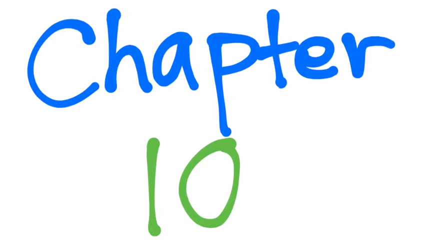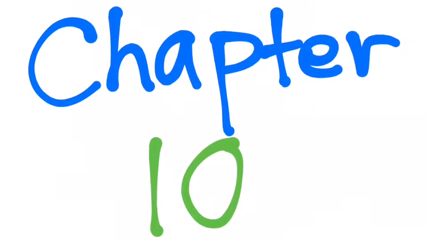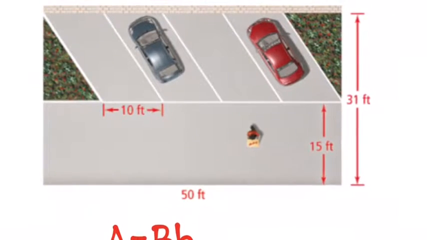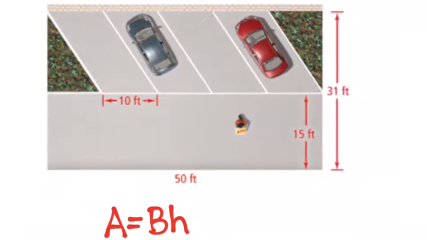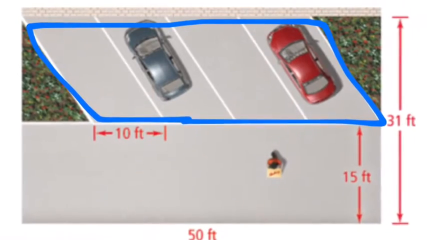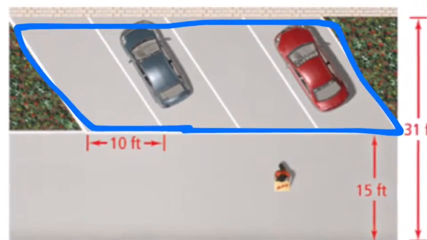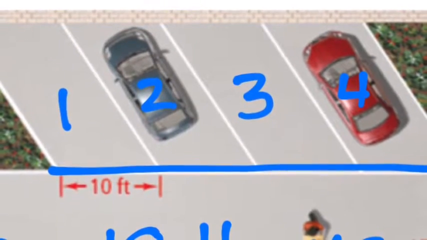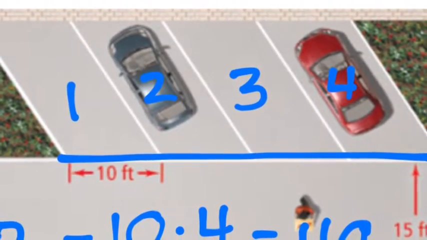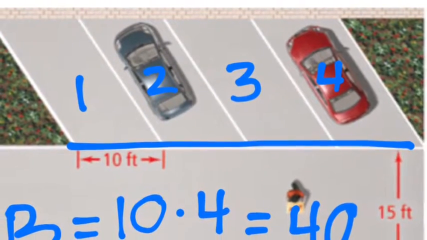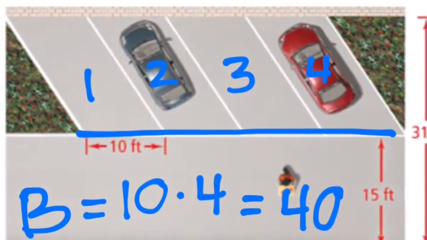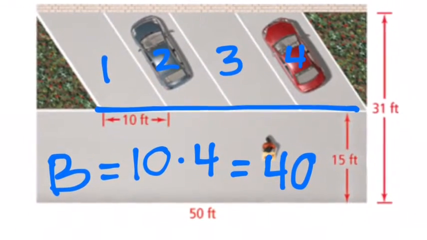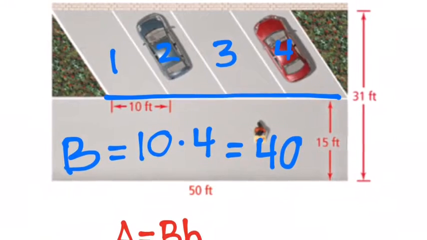The last problem is a word problem from Chapter 10. To solve this, you'll need to use a parallelogram area formula, which is A equals base times height. We are trying to find the area of the parking stalls, which is outlined in blue. There are 4 parking stalls, and in red text it says that each stall is 10 feet. Therefore, to find the base, we will multiply 10, the length of a singular stall, by 4, the amount of stalls. This will equal 40. 40 feet is the base length.